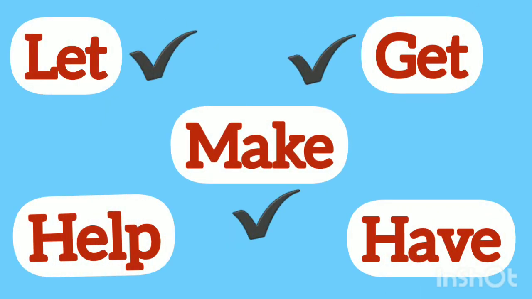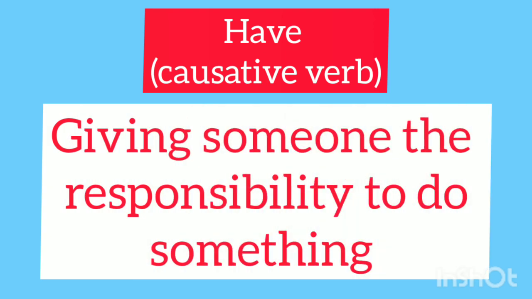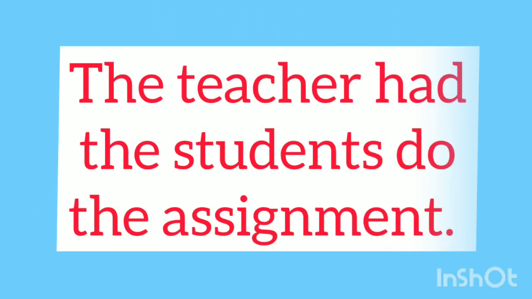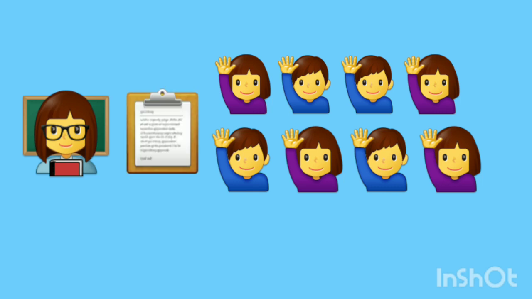Let's now move on to the next verb, which is have. Have, when used as a causative verb, means giving someone the responsibility to do something. Let's look at an example. The teacher had the students do the assignment. Here it means the teacher asked the students to do the assignment.